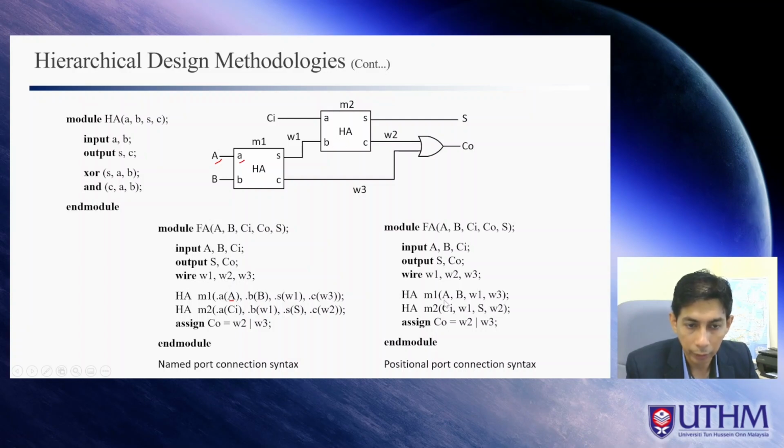Same as M2. The first one is this one, connected to CI. That's why we have CI. Here connected to W1, because the second port is B. So we need to have W1 here. The third port is S, so need to connect to S. And the last one is C, connect to W2. That's why we have W2, right? So that is port positional syntax.